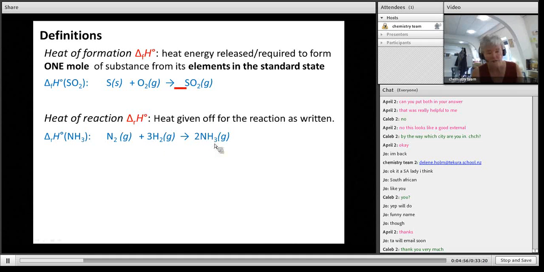Heat of reaction of ammonia to make ammonia. Can you see there's a 2 in front?